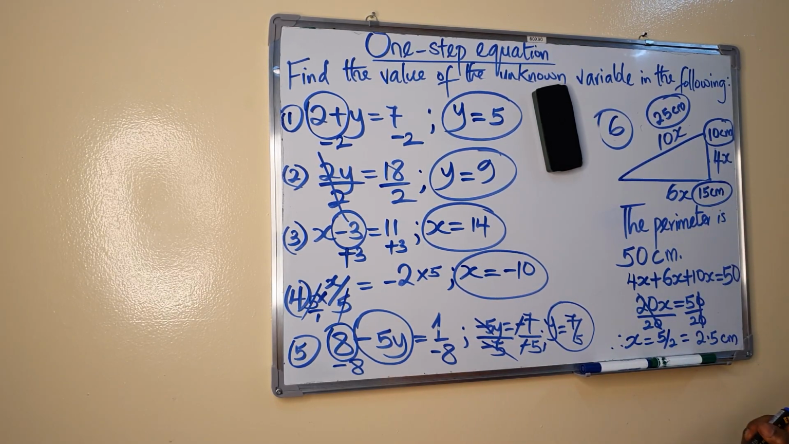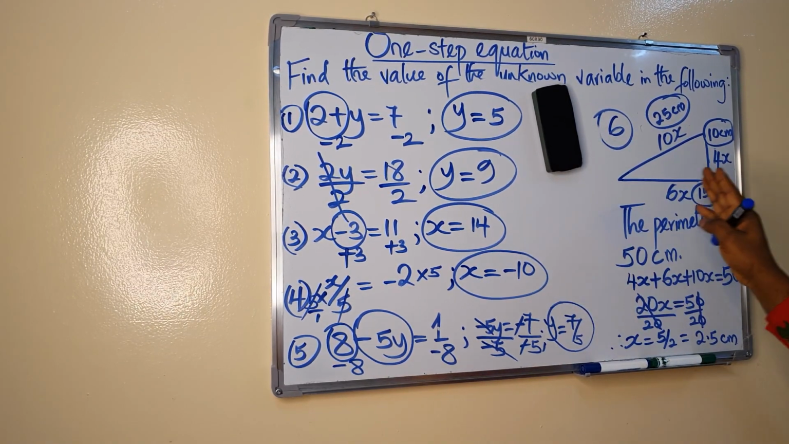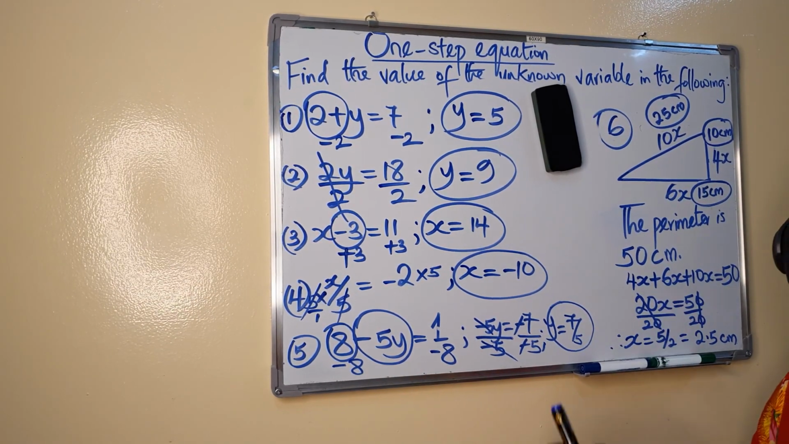If you add all of them together, you should get 50. 10 add 15 is 25. 25 add 25 is 50. So we are correct. We have ended up solving all these problems that came from one-step equations.